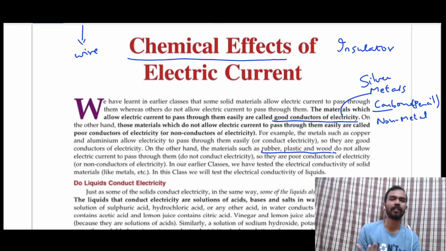They don't allow current to pass through. If you make a wire out of rubber, you will be losing energy because rubber will not allow the current to pass through. Your TV will not start.